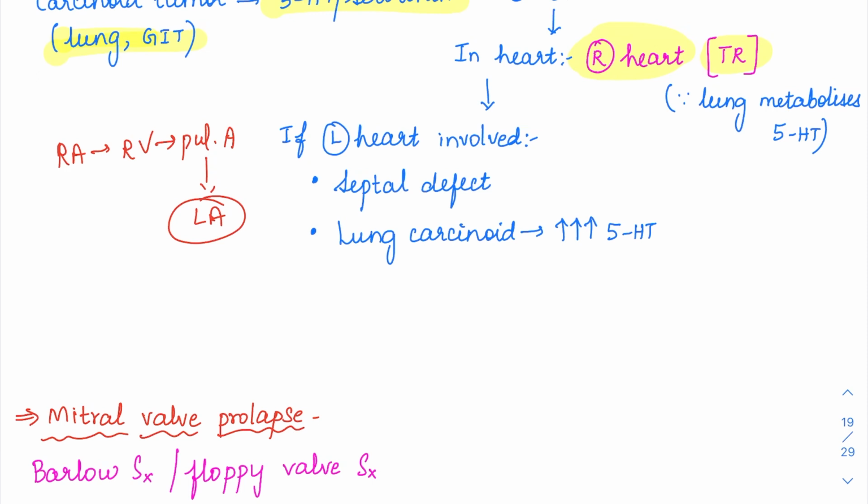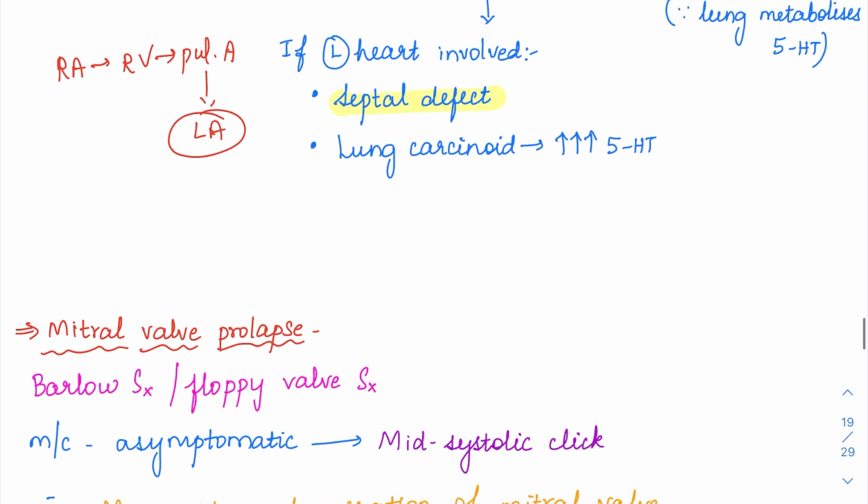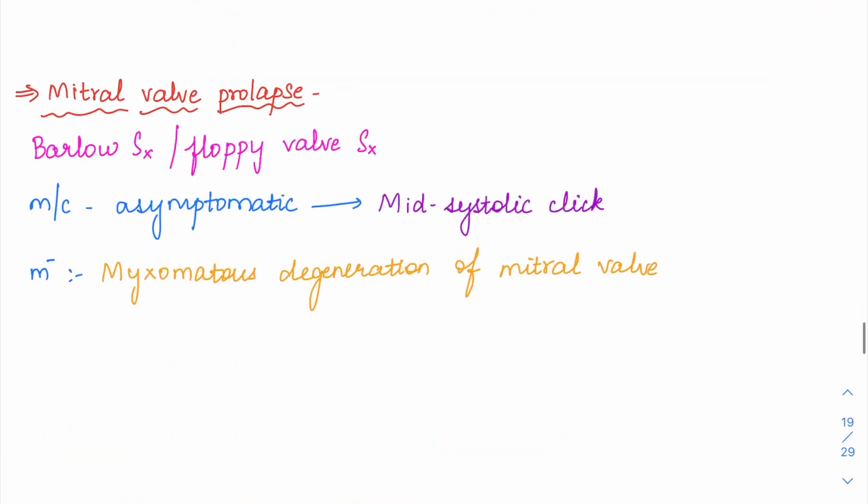But the left heart can be affected in certain conditions, especially when there is a septal defect. Suppose there was a septal defect, so whatever 5-hydroxytryptamine was present in the right atrium is going to enter into the left heart also. That way, the left heart can also be affected. Other than that, if there is a lung carcinoid, a carcinoid present in the lung, and this serotonin is produced in large amounts, all of it cannot be metabolized by the lung. So that again can cause a left heart syndrome.